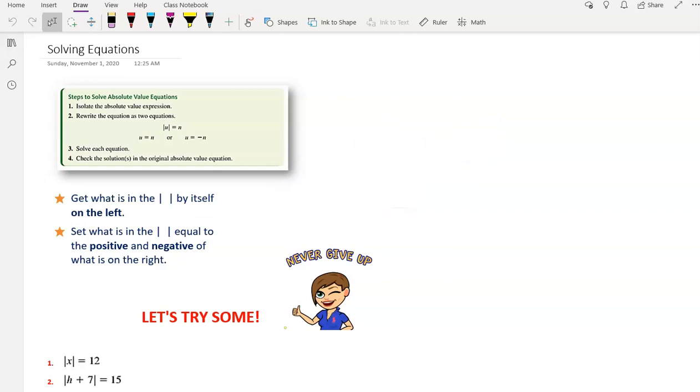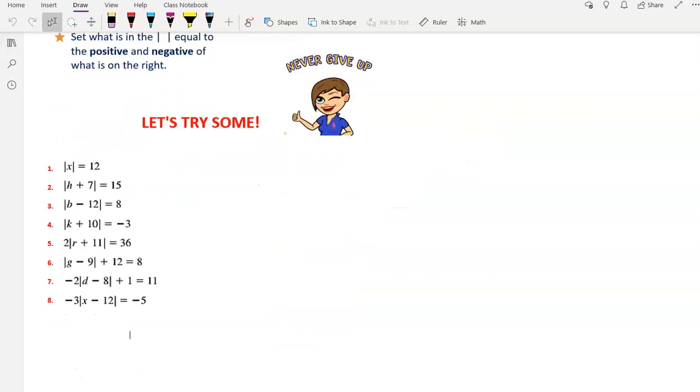Okay, let's try some examples here for us to do. We'll just start at the beginning. So number one. We already have our X isolated, so we take what is inside the bars and set it equal to the positive and set it equal to the negative. And we have our answer. Already have our answer, it's already solved.